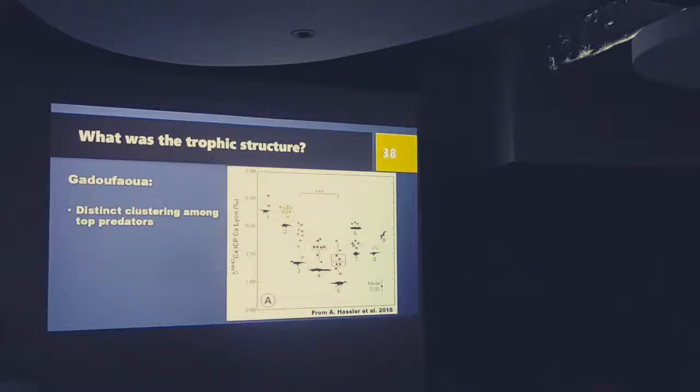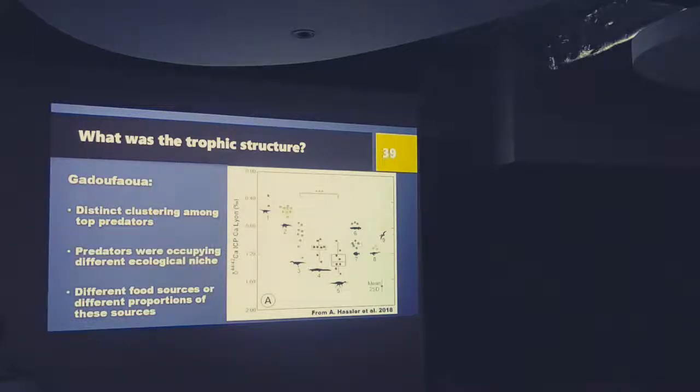Another interesting thing to observe here is that these 3 predators have a distinct clustering. That means that these 3 predators had a different ecological niche, associated with different food sources or a different proportion of food sources. So this is an indication that there is resource partitioning between these predators, and that they do not forage on the same food sources with the same habits.